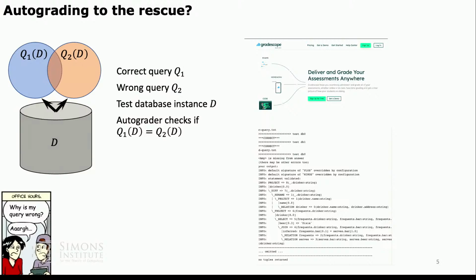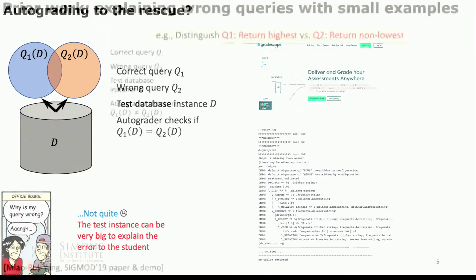We have a very carefully crafted database that my colleague Jun Yang has built for several years. So you have the correct query and you have a wrong query, and then this is a test database instance. The autograder checks if these two queries are the same on this particular database. So this is not query equivalence. That is okay, but not quite, because the test instance can be very big and it doesn't pinpoint the source of error in the student's query.